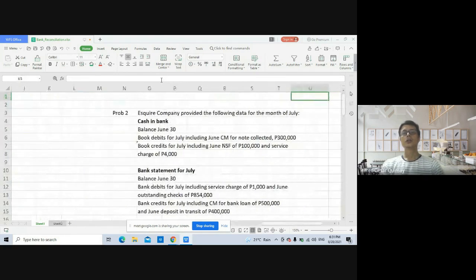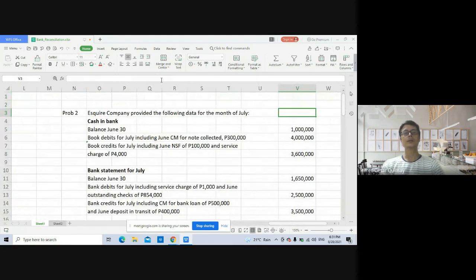So let's read the problem. This is problem number 2. Xquire company provided the following data for the month of July. Cash in bank, this is the company account. Our balance on June 30 is 1 million. And we have book debits for July, including June credit memo for notes collected of 300,000, I should say. By the way, this balance is the beginning balance.